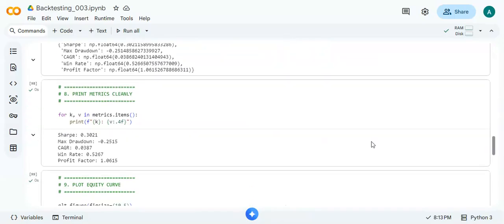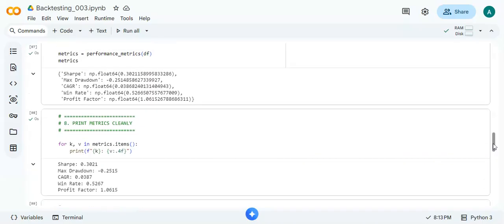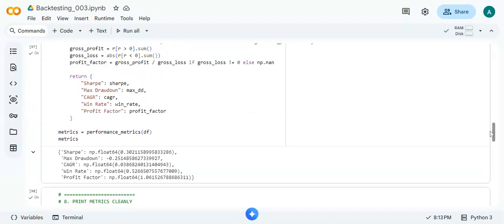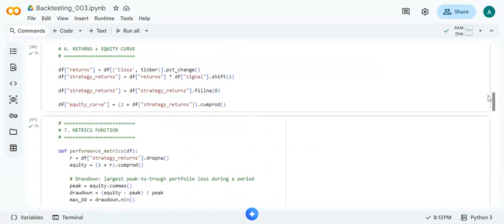Okay, so finally for S&P 500 is just Sharpe ratio 0.3, not so impressive again. Maximum equity drawdown is 1/4 of our initial capital, 25% of loss. Compounded annual growth rate is around 3.8%, not impressive. Win rate actually is just 0.52. Profit factor is around 1, so 1.0615.